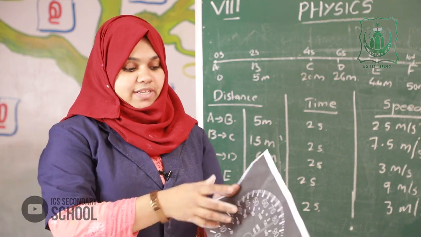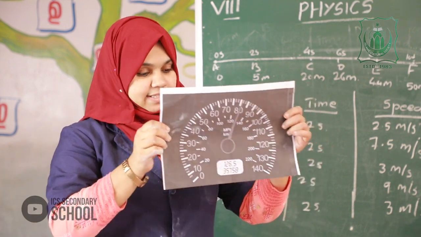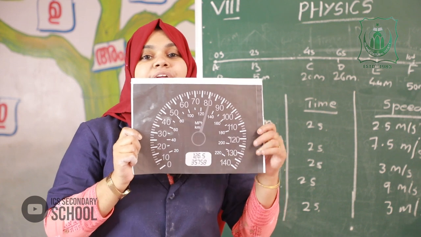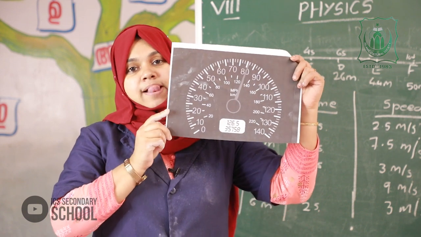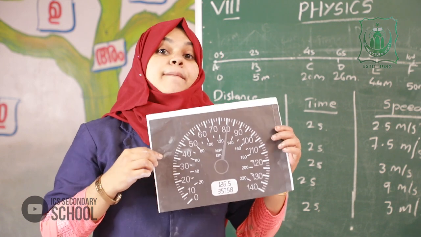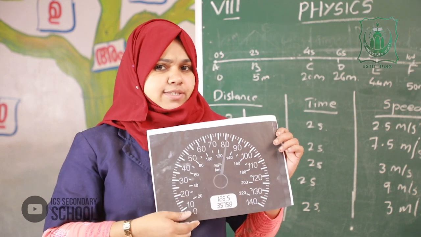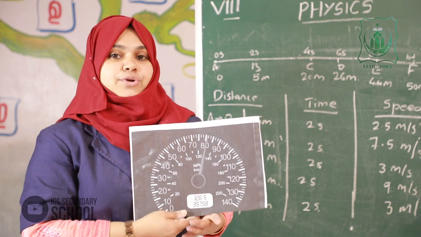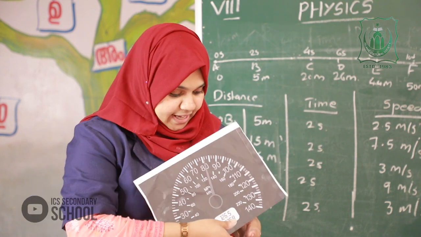Next, do you see the picture of this? This is the speedometer. This speedometer is used to measure the speed in vehicles.